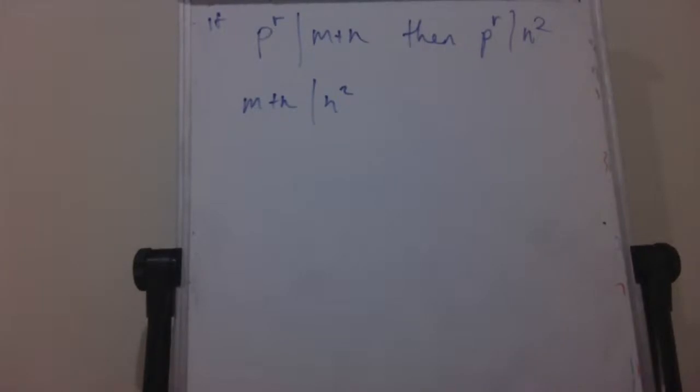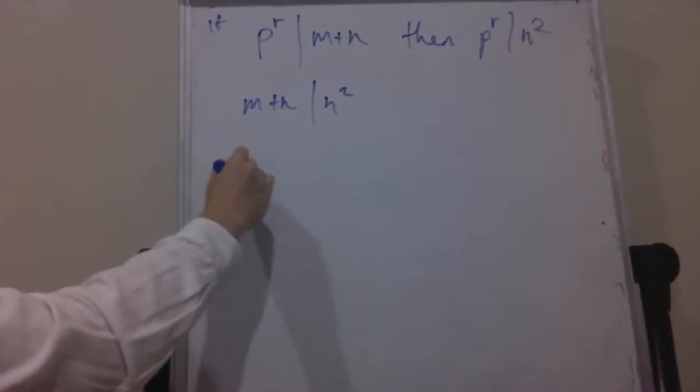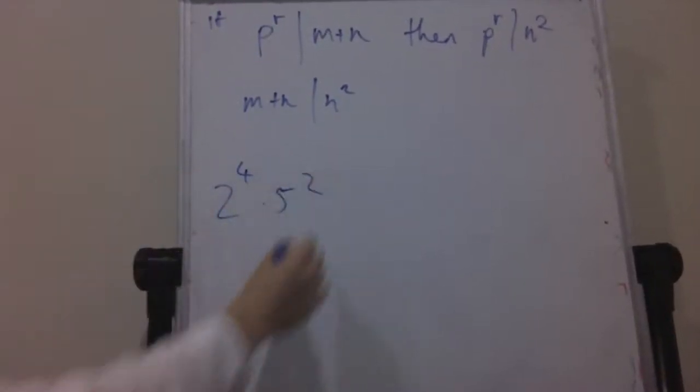It's the LCM. Still need a bit of time to wrap around. Because you are only writing one prime factor, but in reality there can be multiple. It's sufficient to show for one. Because if you show for one, so you take like 2 to the 4, 3 squared, times 5 squared. It doesn't matter.